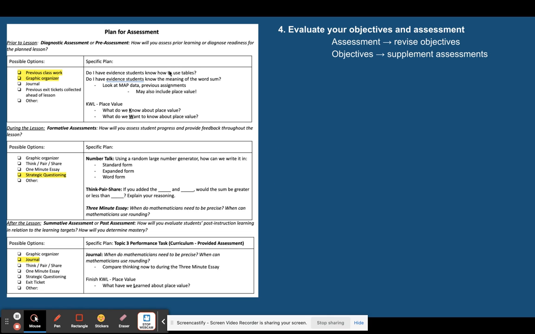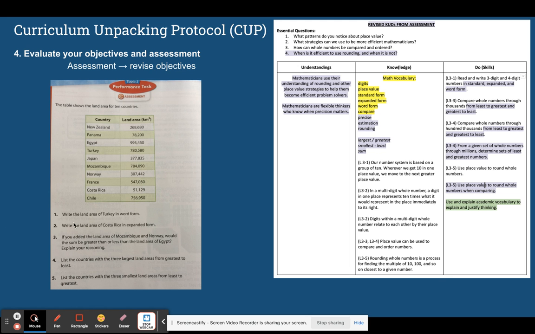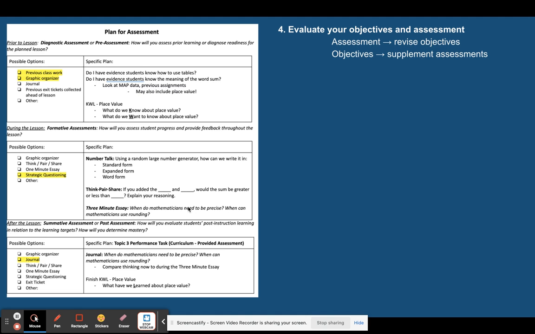So one of the things that I need to make sure I'm doing is looking back at my previous class work to see if I have evidence that students know how to use tables. I don't want them to be overwhelmed by having to navigate this table here, when really what I want them to do is the work of comparing and understanding the numbers within it. So let's make sure from our previous class work that we have evidence that they know how to use tables.